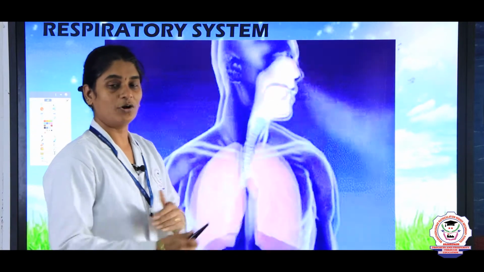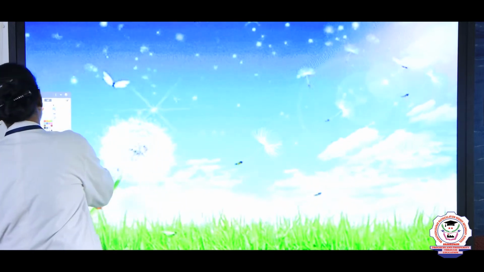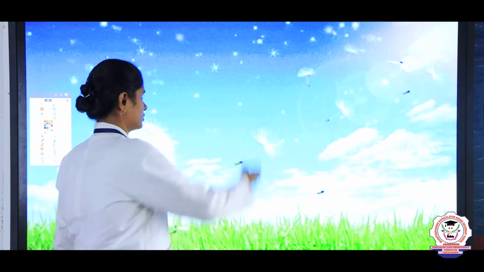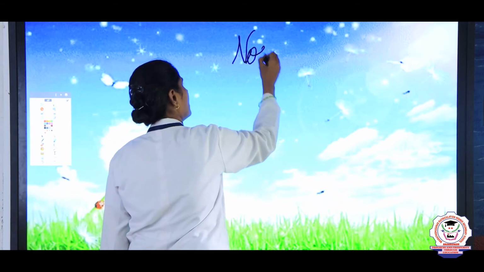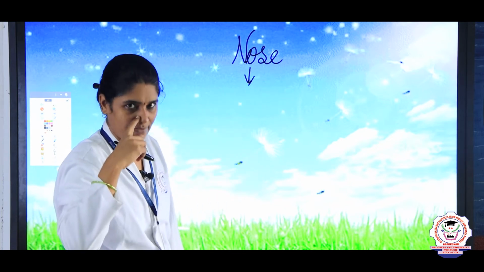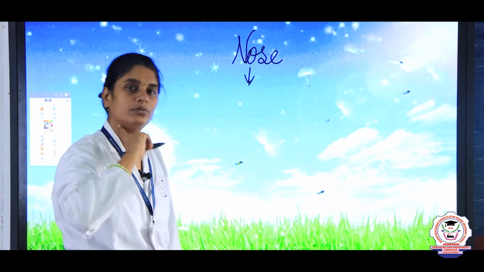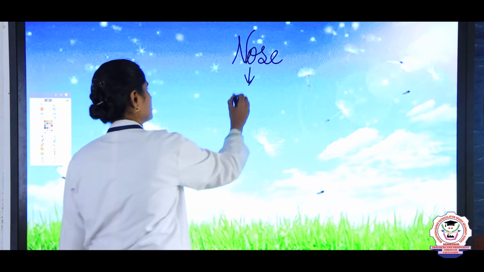Now, let us see what organs are involved in respiration. Respiration is the process by which living things take in oxygen and give out carbon dioxide. The oxygen first enters into the nostrils in the nose. Inside the nose you have the nasal cavity. The air, the oxygen, enters the nasal cavity and goes through the pharynx. Okay.